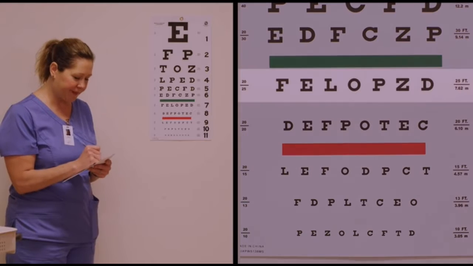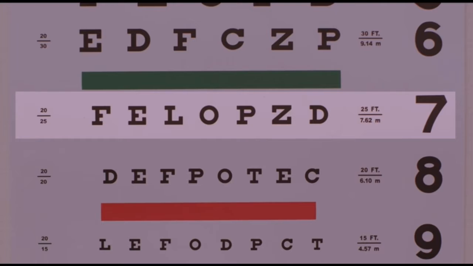Document your findings. Ask the patient to move the occluder to the right eye and remind the patient to keep both eyes open throughout testing. Repeat the process while observing the patient. Again, the patient should continue moving down the chart, reading each line until misidentifying a letter. Now document the line without an error as the patient's visual acuity in the left eye.